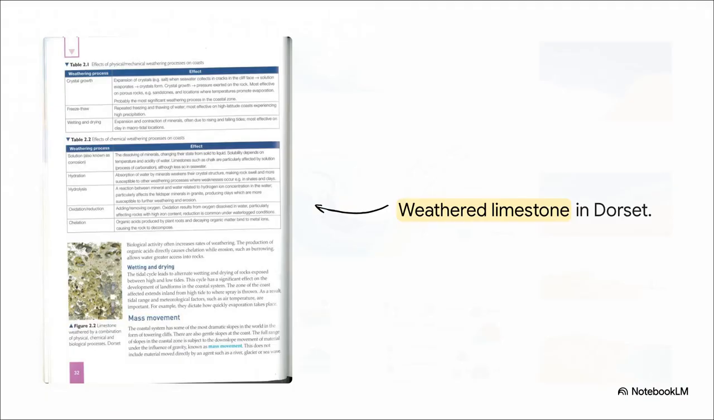In textbooks, these processes are often neatly divided up, but out in the real world, say on a stretch of weathered limestone in Dorset, physical, chemical, and even biological weathering, like plant roots or burrowing animals, are all acting simultaneously. It's like a giant team effort. They work together relentlessly to weaken those coastal rocks, prepping them for the next stage.